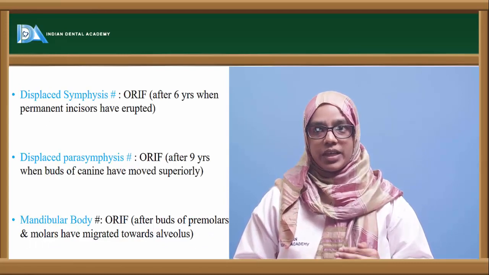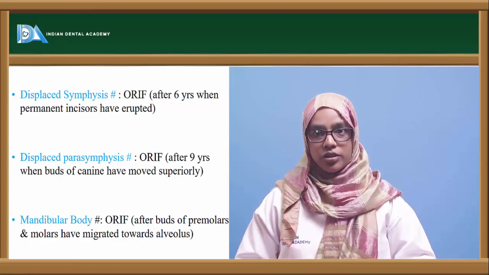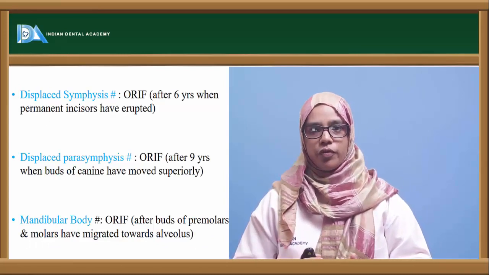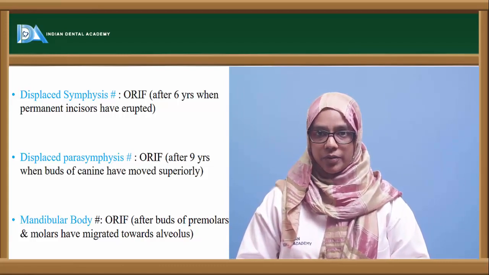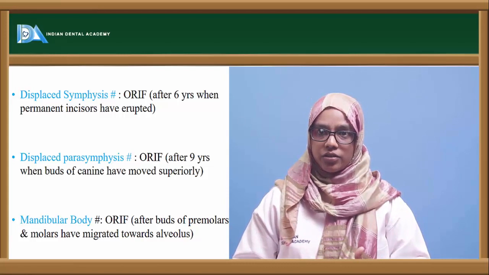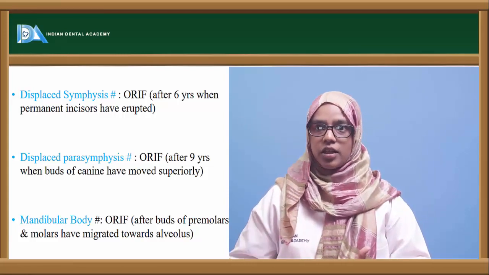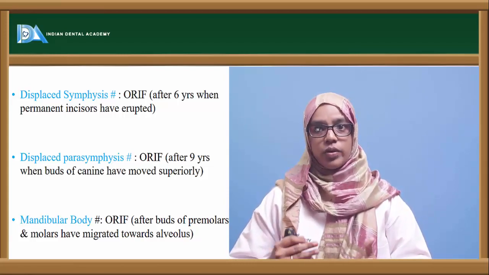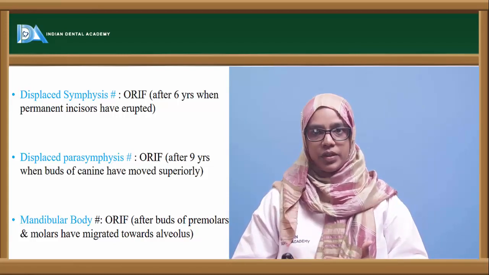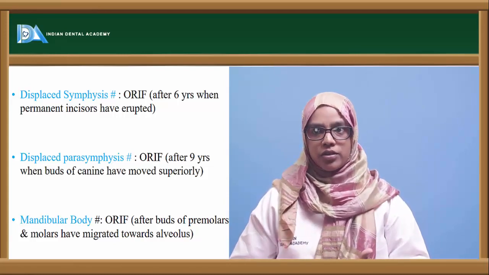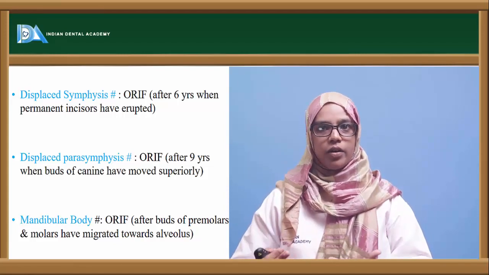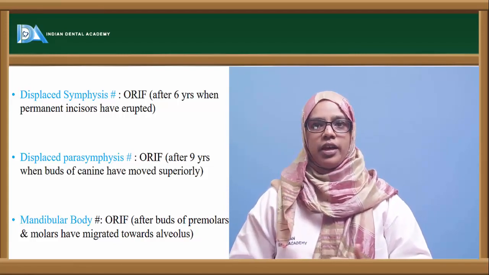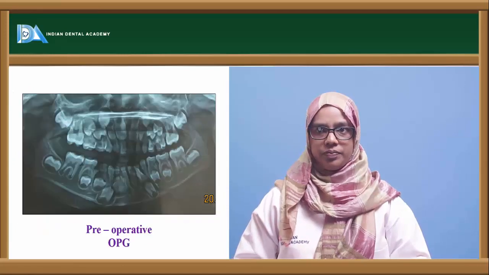In case of a displaced symphysis fracture, if the patient is more than 6 years, you can opt for open reduction internal fixation once the permanent incisors have erupted. In case of a parasymphysis fracture, if the patient is above 9 years, you can do open reduction internal fixation once the canine tooth bud has erupted. And in case of mandibular fractures, if the premolar and molar tooth buds are high above, then you can offer open reduction and rigid fixation.